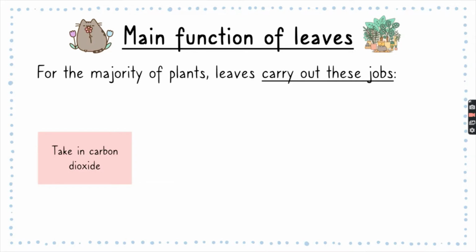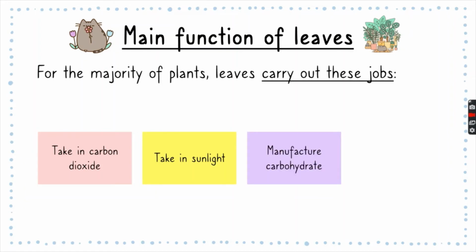Firstly, the leaves take in carbon dioxide, they take in sunlight, they manufacture carbohydrate, that means that they make carbohydrate, and they also release the waste product oxygen. So there are these four main functions of the leaves.